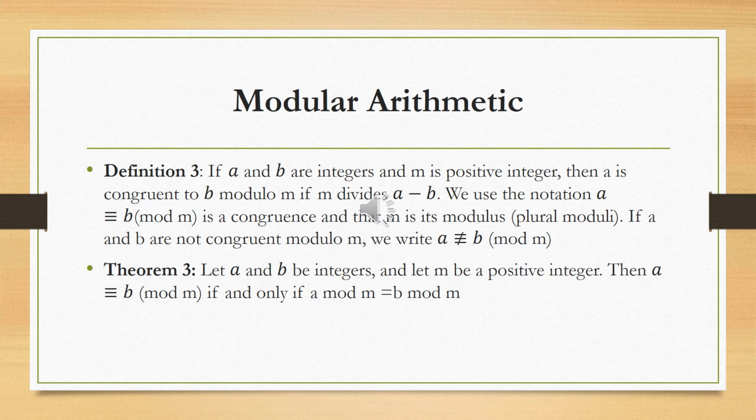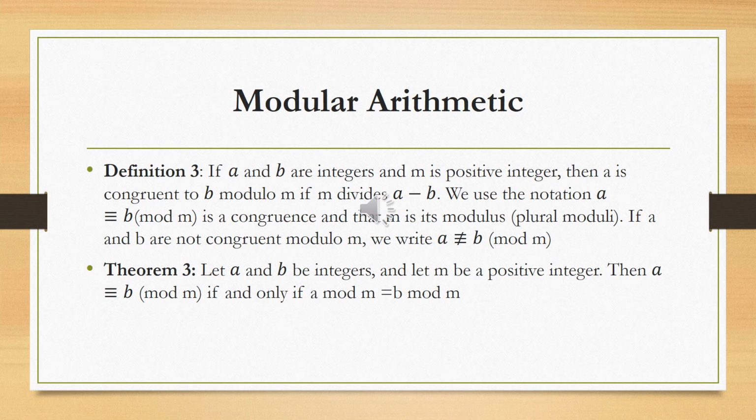Modular arithmetic. Definition 3. If a and b are integers and m is a positive integer, then a is congruent to b modulo m if m divides a minus b. We use the notation a, with an equal sign with 3 layers, b mod m. This is the congruent symbol.